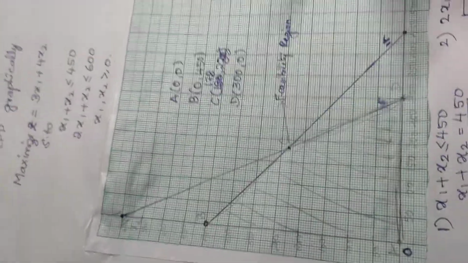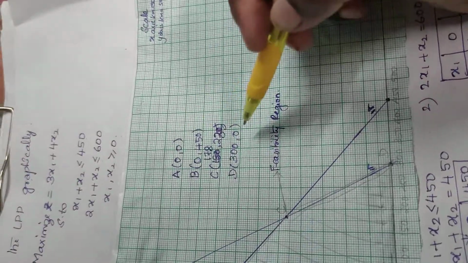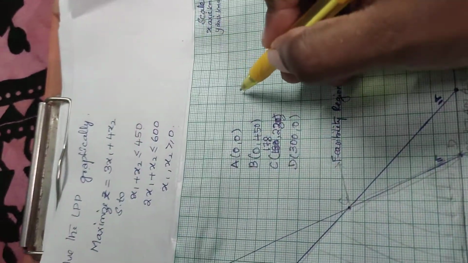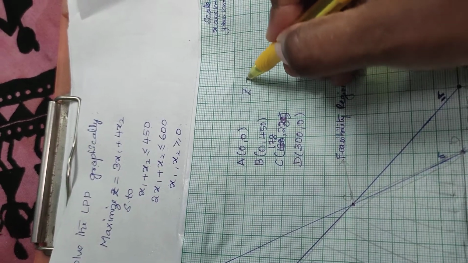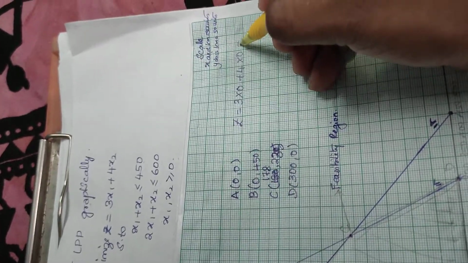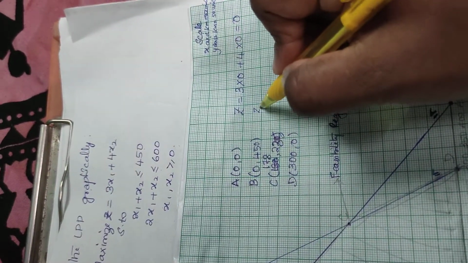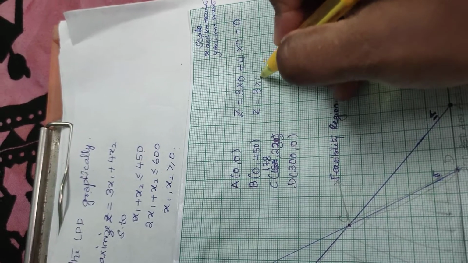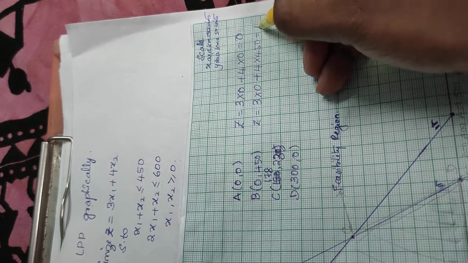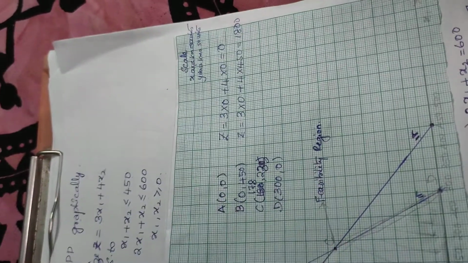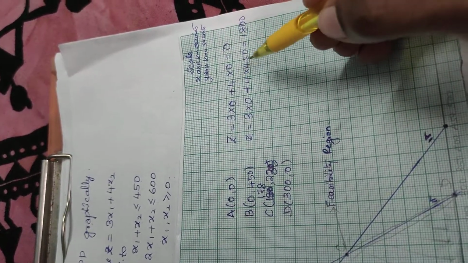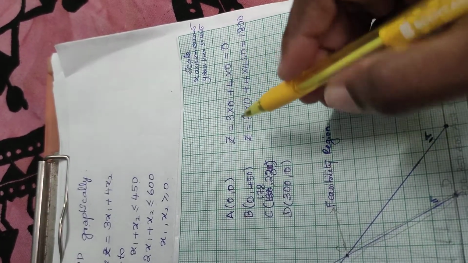Now we are going to substitute these values into the z equation, that is my objective function. So z will be equal to 3 into 0 plus 4 into 0, that will be equal to 0. First value. Second value, 3 into 0 plus 4 into 450, that becomes 0 plus 1800. 4 into 450 is 1800.